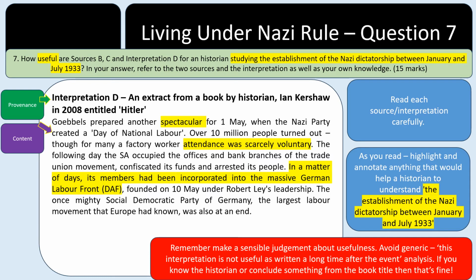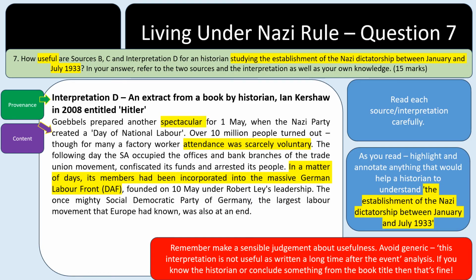Okay, so the third from the set is usually an interpretation. Interpretation D here is an extract from a book by historian Ian Kershaw in 2008 entitled Hitler. So that's the provenance. We're going to read the content now. As you read the content, you want to be highlighting and really thinking about how this interpretation would help a historian understand the establishment of the Nazi dictatorship between January and July 1933.